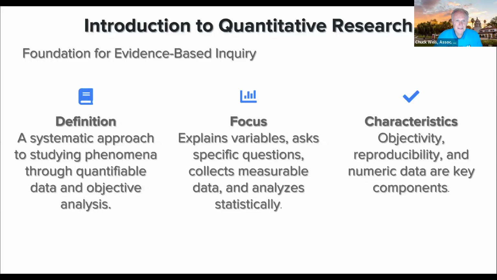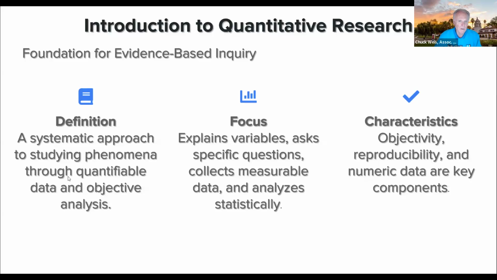Well, hello. This is an introduction, or for some of you, a review of qualitative research terms and practices. So the first thing is that quantitative research is a systematic approach to studying a phenomenon through quantifiable data and objective analysis. Quantifiable just means data you can turn into numbers. There's nothing specific about that data.